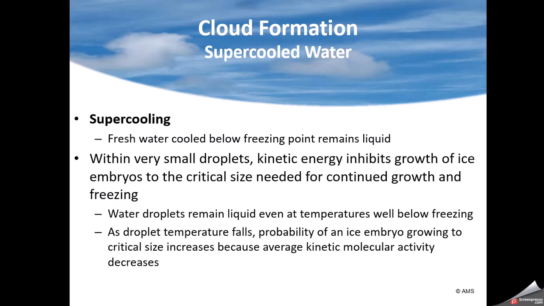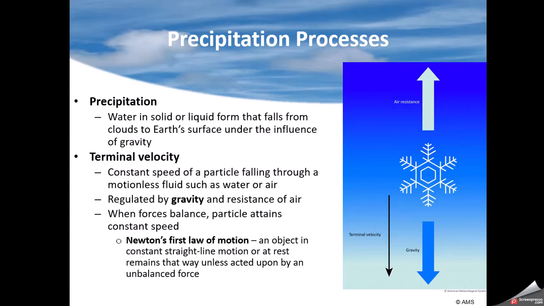So we know that supercooling water does exist, and it's because the kinetic energy inhibits the growth of ice embryos to critical size. So what is precipitation? Precipitation is basically a cloud droplet that got big enough that gravity pulls it to the earth, and it reaches a terminal velocity where there's friction with the air that slows it down to a certain point. But when it comes to equilibrium, the air's resistance and gravity, that's the terminal velocity of a water droplet or an ice crystal, a snowflake.